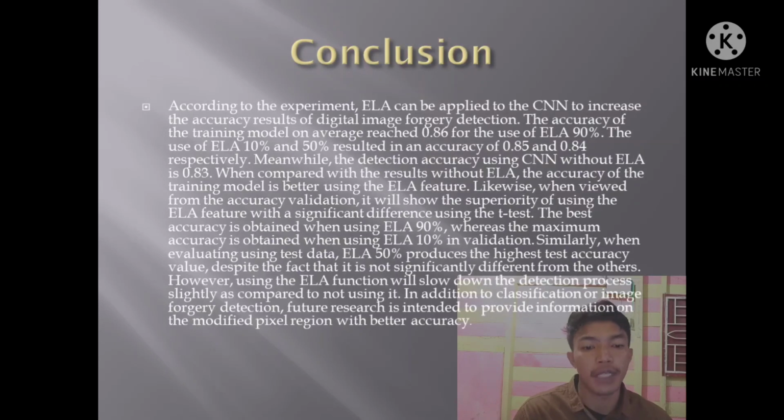ELA 50% reduces the highest test accuracy value, despite the fact that it is not significantly different from the others. However, using the ELA function will slow down the detection process slightly as compared to not using it. In addition to classification or image forgery detection, future research is intended to provide information on the modified pixel region with better accuracy.